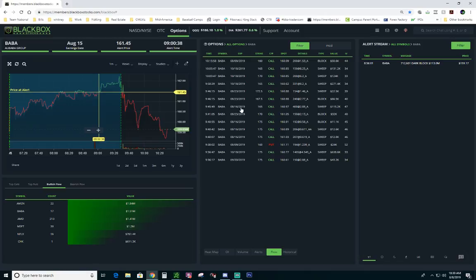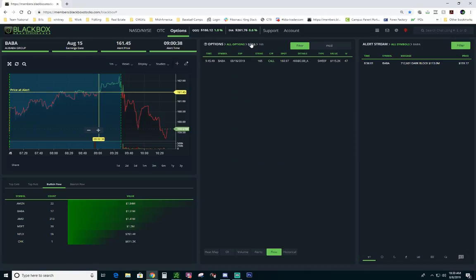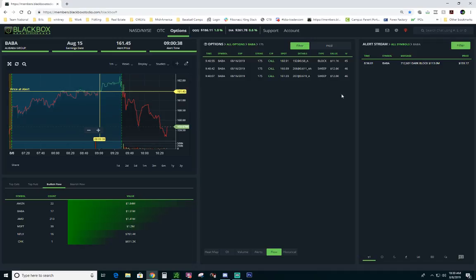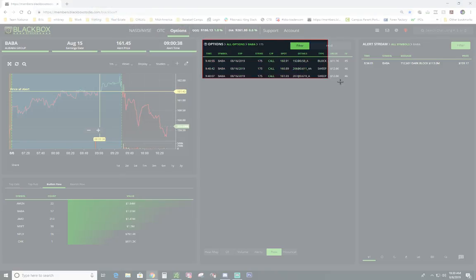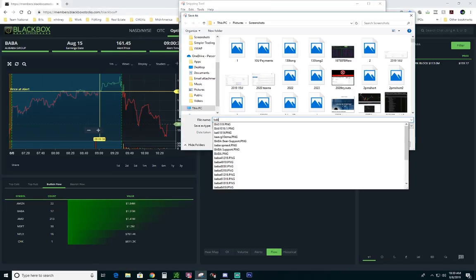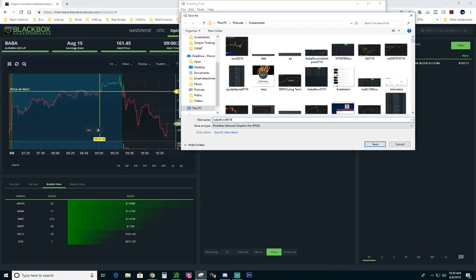Next week, we got some 165s, 175s, 175s. Ooh, above the ask. Whoa. What's that delta right there? Let's see. Here's Baba. Baba flow on 8819.